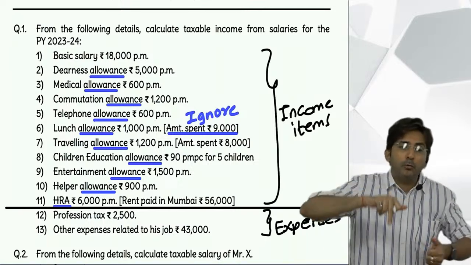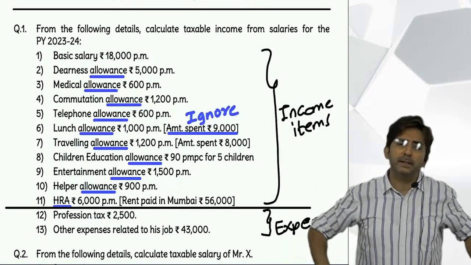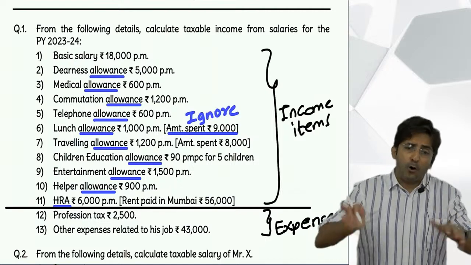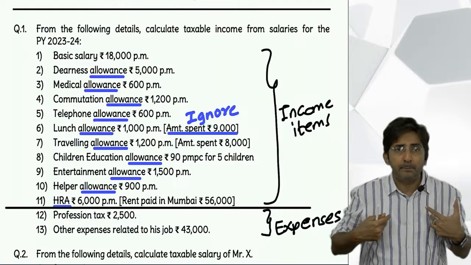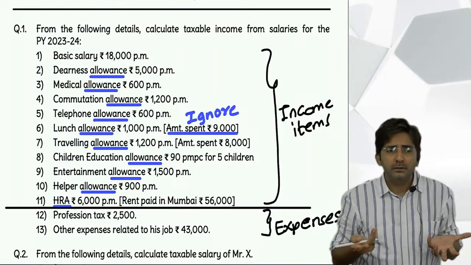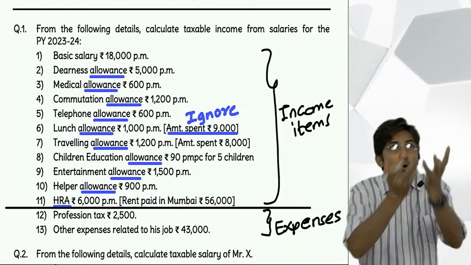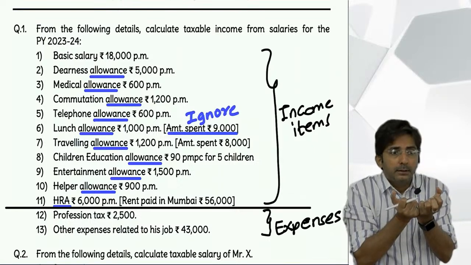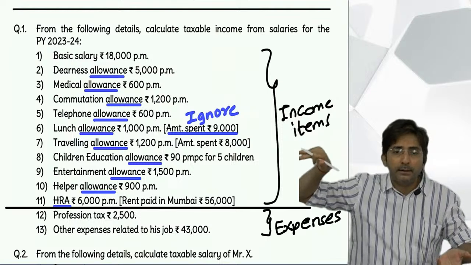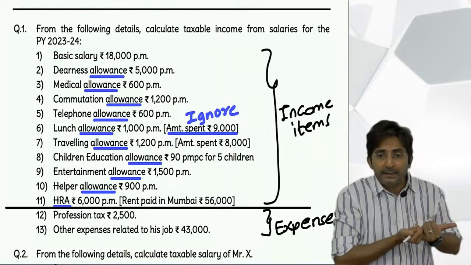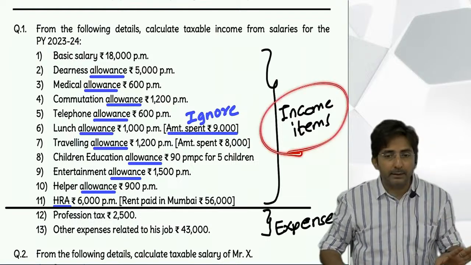Some student told me, sir, you said allowances are for expenses. Allowances are dedicated for some expense. But as an employee, you receive it from the boss. Feel you are an employee. Your boss has given the allowance. Yes, it is dedicated for some expense, but that's a different thing. As an employee, you receive it, right? So these are all income items.